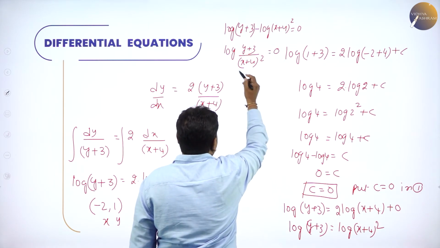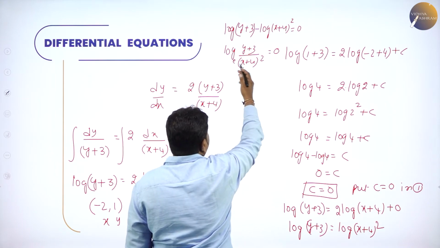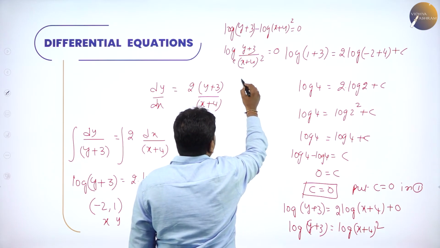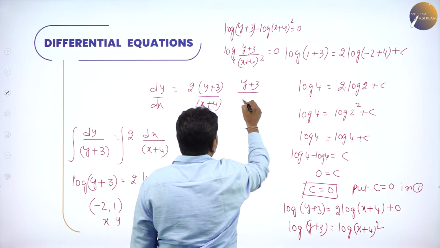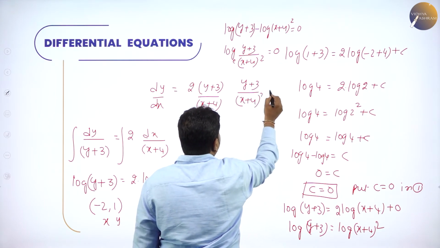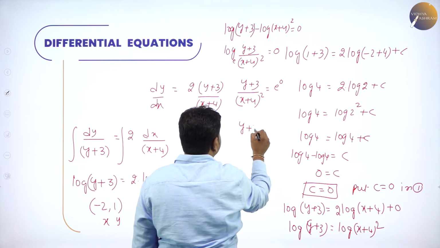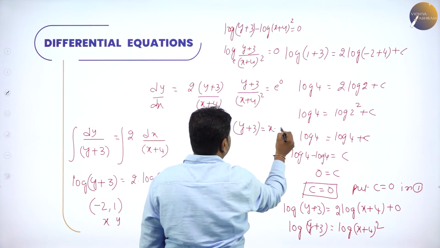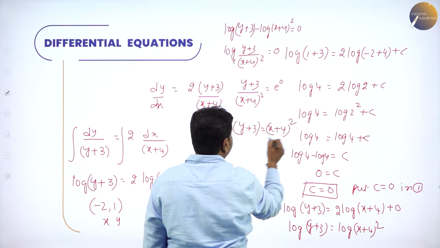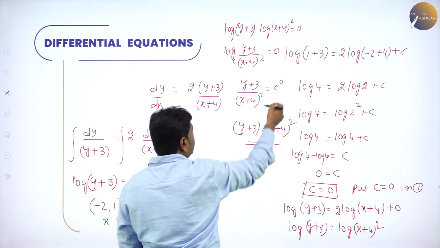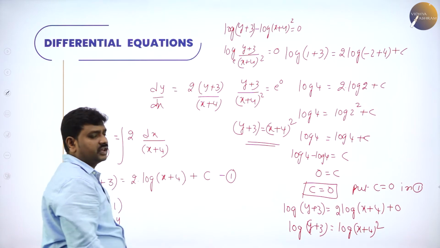If you want to remove the log on both sides, take e power on both sides. So (y plus 3) divided by (x plus 4) the whole square is equal to e power 0. Anything power 0 is 1. So y plus 3 is equal to (x plus 4) the whole square, because anything power 0 is 1, and 1 into this is this. That is the final answer.